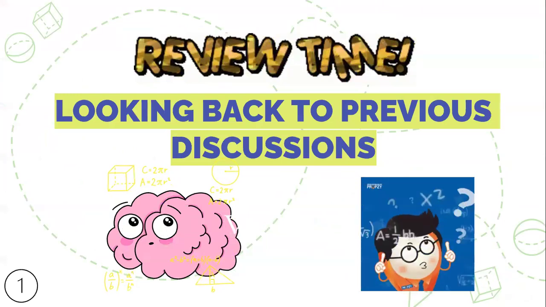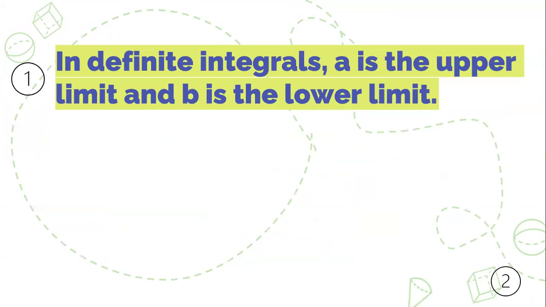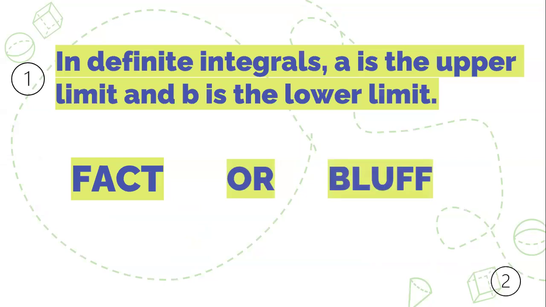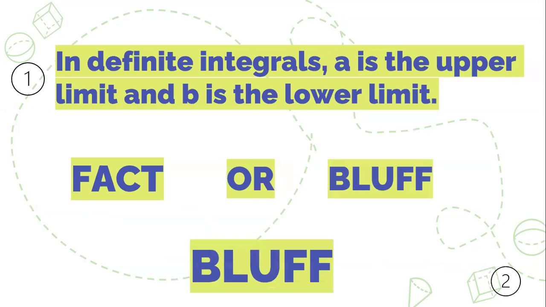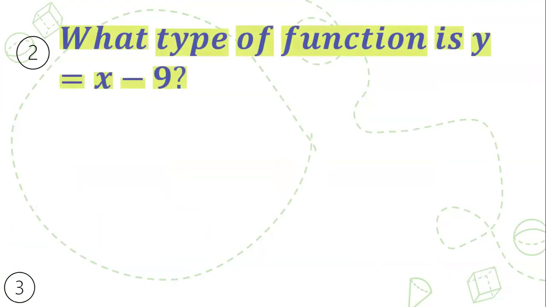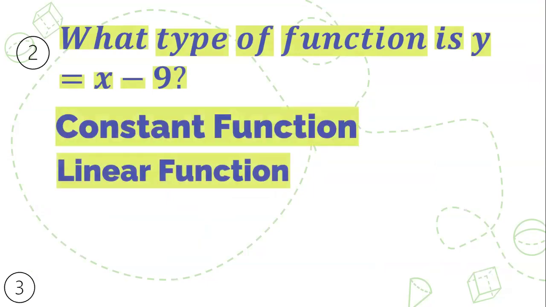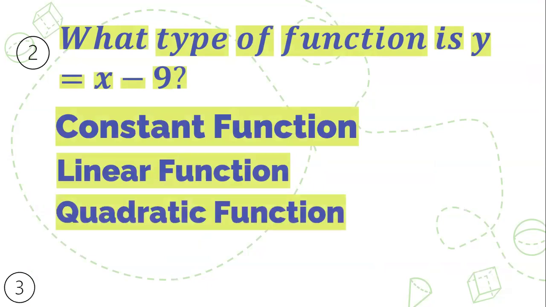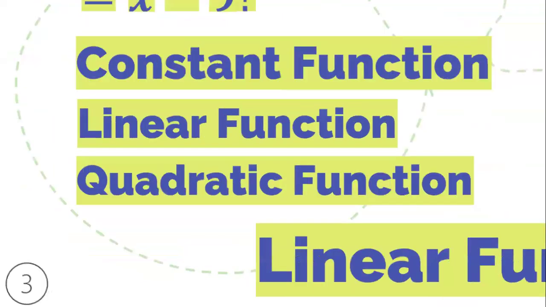Before that, let's have a review first of your junior high school mathematics. In definite integrals, A is the upper limit and B is the lower limit. Is it a fact or a bluff? Very good. The answer is bluff because B is our upper limit while A is our lower limit. What type of function is y is equal to x minus 9? Constant function, linear function, or quadratic function? This is grade 8 and grade 9 math. Correct. The answer is linear function.